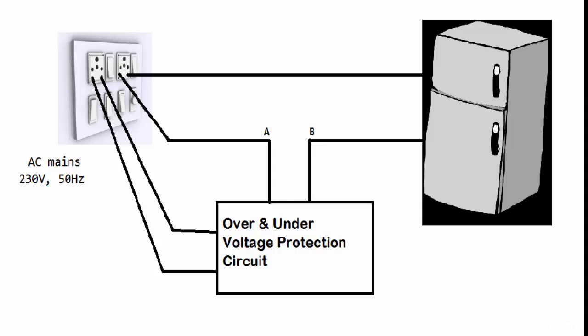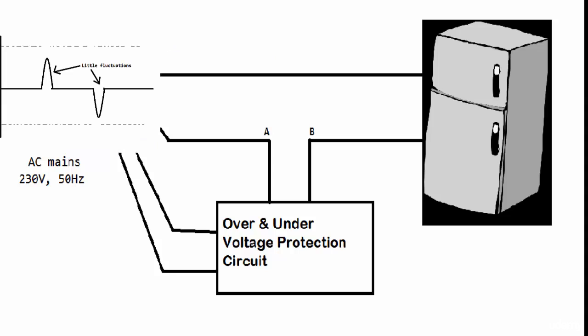So this diagram shows a system of a refrigerator which is protected against over and under voltages. The OV-UV protection circuit takes the power from the same supply where my refrigerator is connected. It samples that input and measures the current voltage.